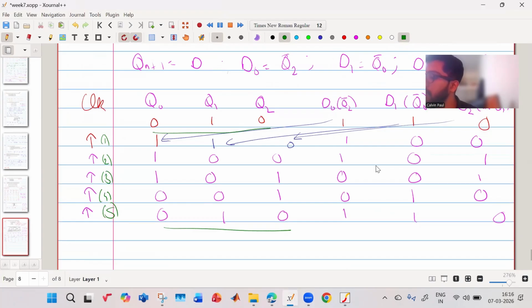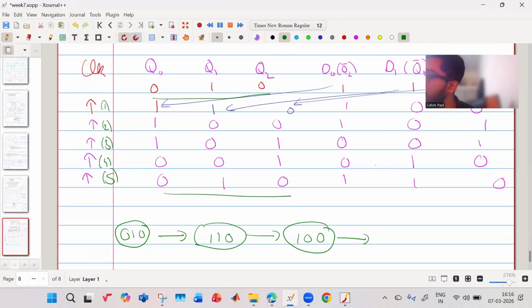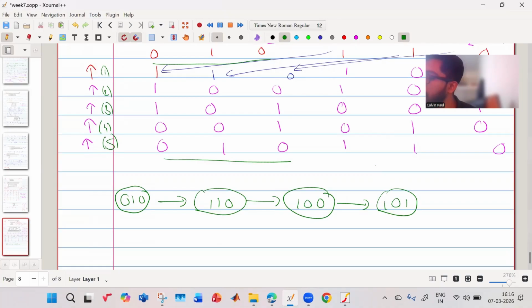Now we have to draw the state transition diagram. It goes from 0, 1, 0. Then where does it go? It goes to 1, 1, 0. Then it goes to 1, 0, 0. Then it becomes 1, 0, 1. Then it becomes 0, 0, 1.